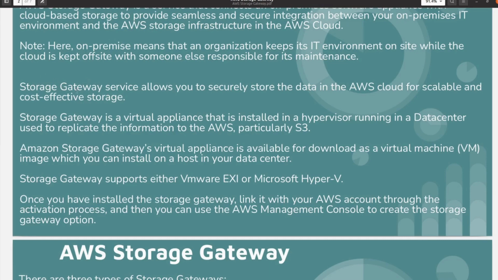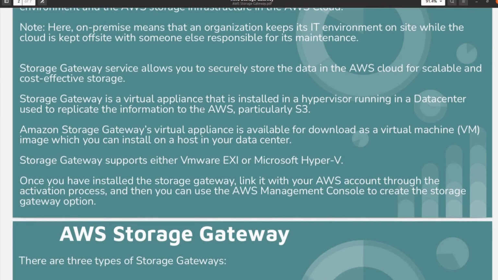Let's discuss the benefits of Storage Gateway. The Storage Gateway service allows you to securely store data in the AWS cloud for scalable and cost-effective storage. A Storage Gateway is a virtual appliance installed in a hypervisor running in a data center, used to replicate the information to AWS, particularly S3. You can install it on your hypervisor running in your data center, and that hypervisor will sync all the data to S3.